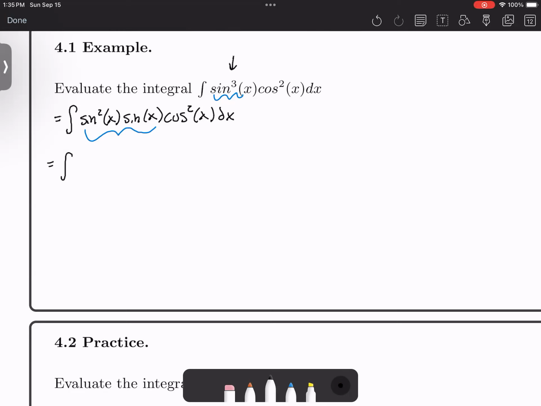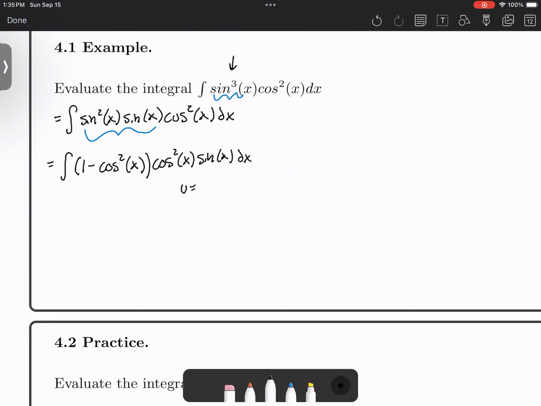I can rewrite the first sine squared using the Pythagorean identity as 1 minus cosine squared. And I can multiply sine and cosine squared in any order that I want to. So I'm just going to bring the cosine squared to the left and the sine of x to the right. So I peeled off one of the powers from the odd number of sines, and that is what I'm going to use as my substitution.